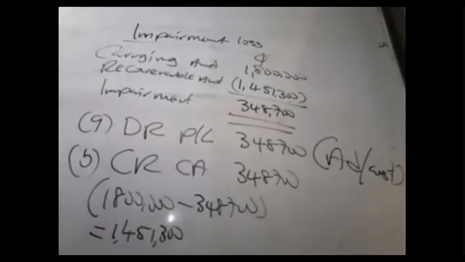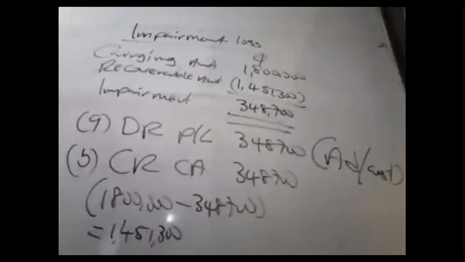Okay, that suggests that right after impairment, the asset value should not fall below its recoverable amount or above its recoverable amount. Probably. Okay, so that is that.